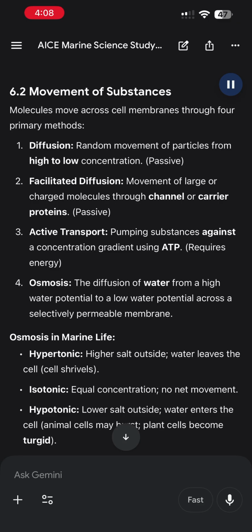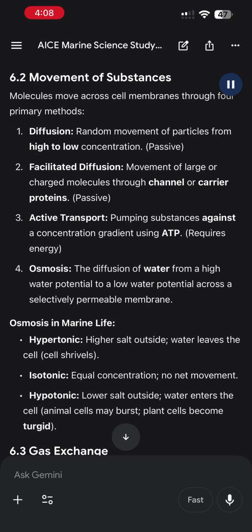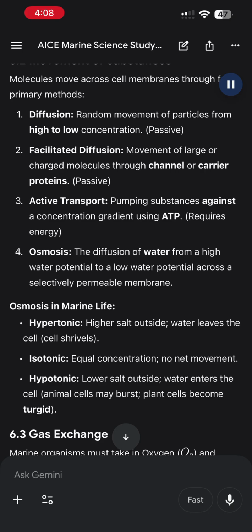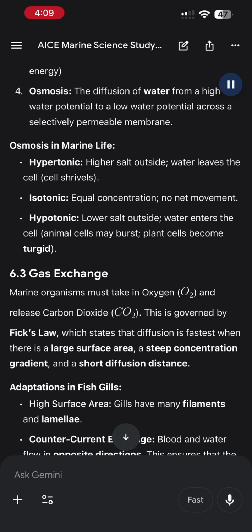Requires energy. 4. Osmosis, the diffusion of water from a high water potential to a low water potential across a selectively permeable membrane. Osmosis in marine life. Hypertonic, higher salt outside, water leaves the cell, it shrivels. Isotonic, equal concentration, no net movement. Hypotonic, lower salt outside, water enters the cell, animal cells may burst, plant cells become turgid.